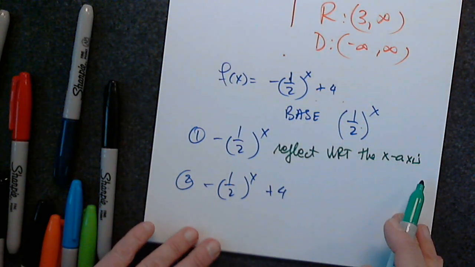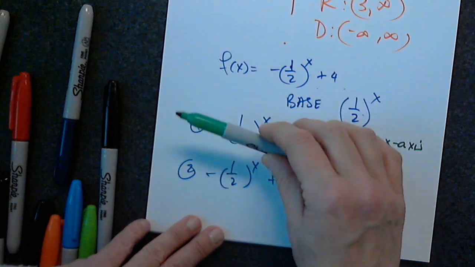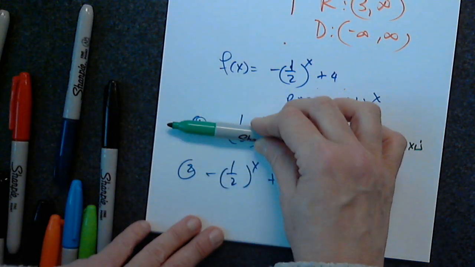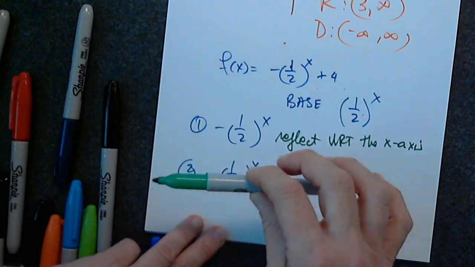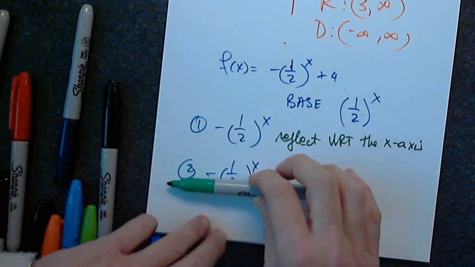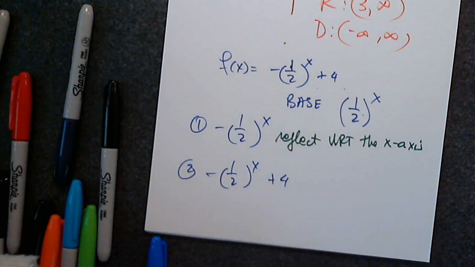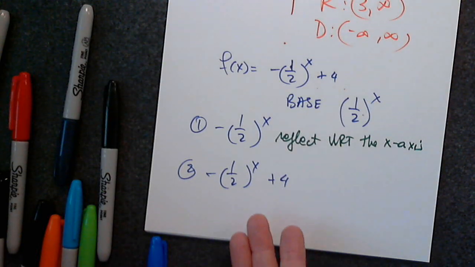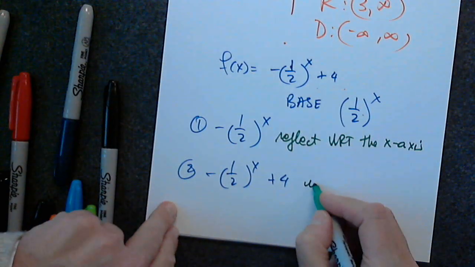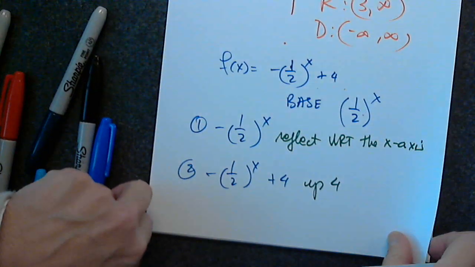Good, so we reflect with respect to the x-axis. Then, what happens to this when we get to the last step? What transformation is this from here, here? It can be on x or on y, not on both. It looks like it's on x and y. Exactly, up 4. Excellent. So let's graph.